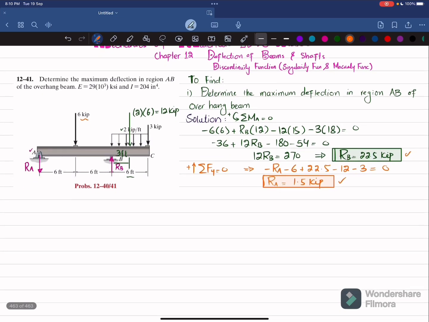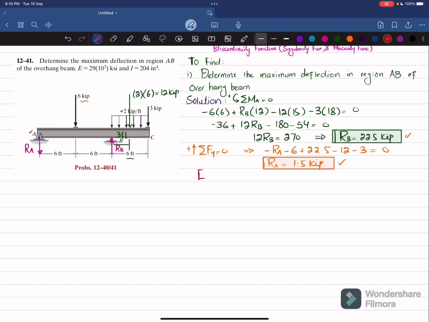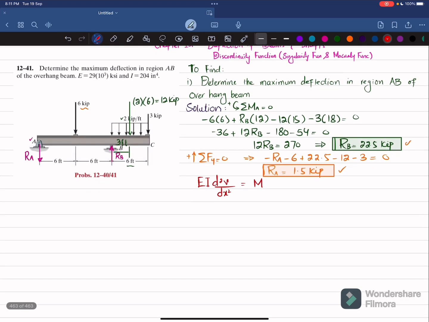What we will do is that we know the equation of the elastic curve can be obtained by using the formula EI d squared v over dx squared is equal to the moment. We'll find this moment by using the discontinuity function or Macaulay's method. So what does Macaulay's method tell us?